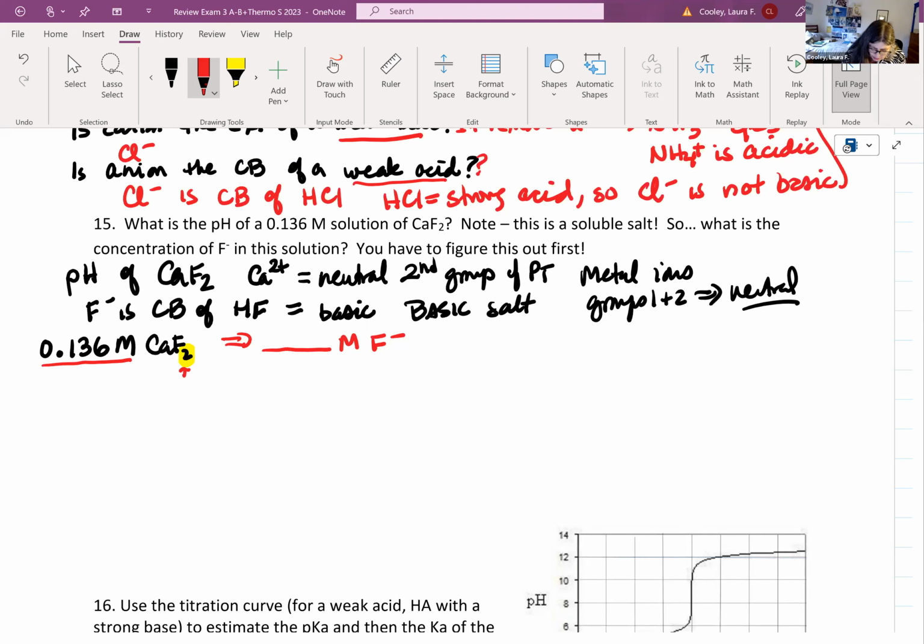You have 2 moles of fluoride for every mole of CaF2. So you just have to multiply by 2 to get the initial concentration of the fluoride. So that's 0.272 molar of the fluoride.